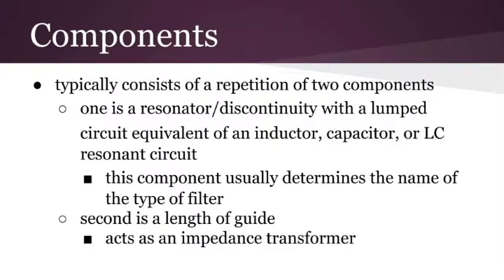First slide. I'm going to talk about the components of the waveguide filter. One component is a resonator or discontinuity with a lumped circuit equivalent of an inductor, capacitor, or an LC resonant circuit, and the filter type will often be named after this component. The second component is a length of guide, and it acts as an impedance transformer, and I'll explain what that is in a few slides. But the impedance transformer has the effect of making alternate instances of the first component appear to be a different impedance.